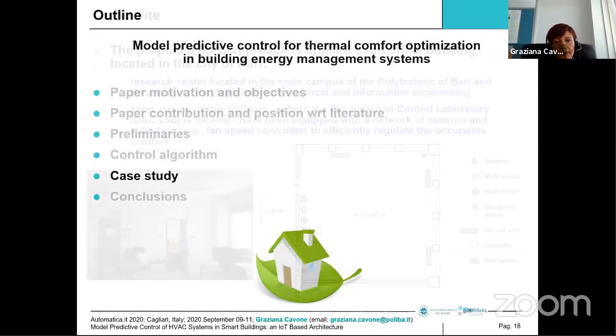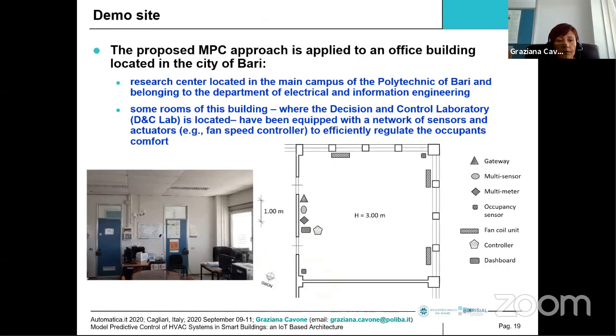The case study regards, as I said, a real system. In particular, the proposed MPC approach is applied to an office building located in Bari, in Italy. So it is a research center in Polytechnic of Bari that belongs to the Department of Electrical and Information Engineering. And some rooms of this building, where of course the decision and control laboratory is located, have been equipped with a network of sensors and actuators to regulate the occupants' comfort.